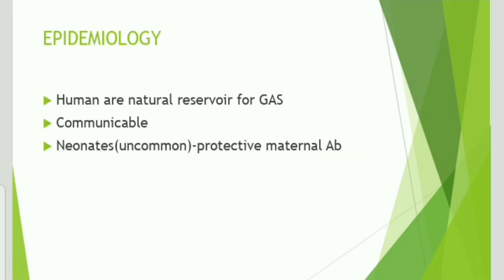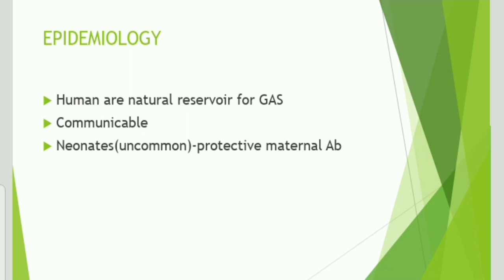First, epidemiology. Humans are the natural reservoir for the group A Streptococcus, and the infections caused by this bacteria are communicable and affect all age groups. But the infections are not common in neonates. Why? It's because of the presence of maternal antibody, which are protective in nature.